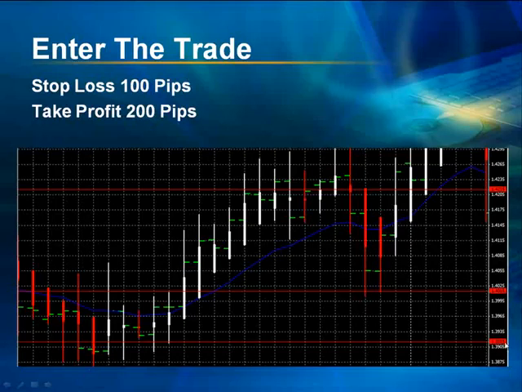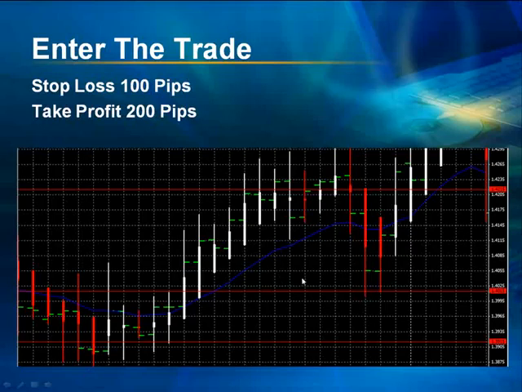So looking at this particular trade on the charts, we would have entered at this point here at 1.4015. We would have set our stop loss to 1.3915, and we would have set a take profit to 1.4215. And in this case, the trade moved in our favor. It took about 7 days' time for us to hit the take profit level, but it did hit the take profit level, and the trade was profitable.